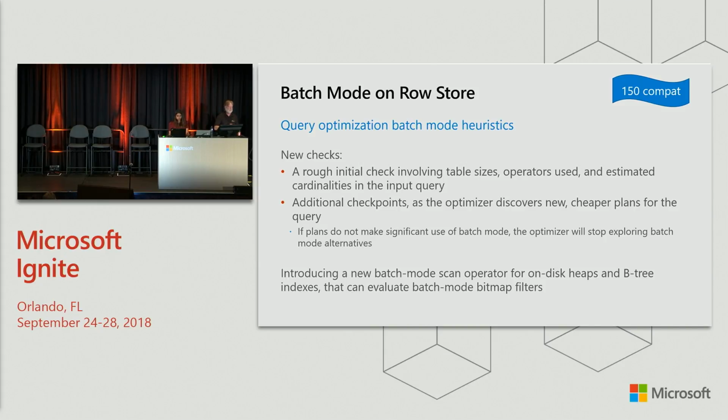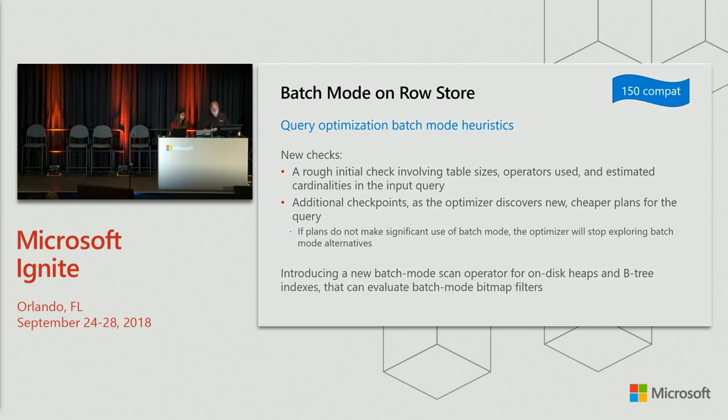So there's a cost to that. So we've put in some heuristics up at the top to avoid going down those paths if it's obviously not going to be a win. We're going to look at table sizes, operators used. If it's small tables, you're not going to gain anything by batch mode, so we won't go through the extra overhead of exploring all those plans. Estimated cardinalities in the input query. We have additional checkpoints as we're going through optimization where if all the batch mode plans are coming up with much higher cost than what the row mode plans are, we'll probably stop evaluating batch mode plans.